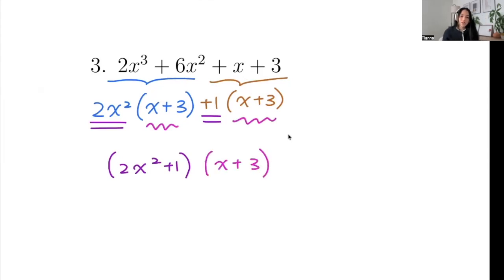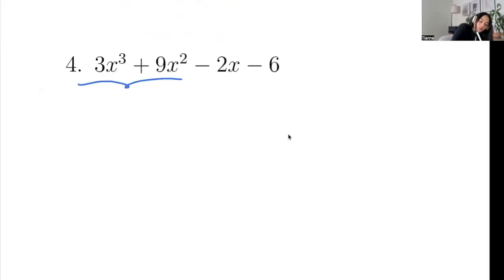And this would be our final answer. Number 4, we're looking at our first two. We can take out a 3x squared. This is x plus 3.